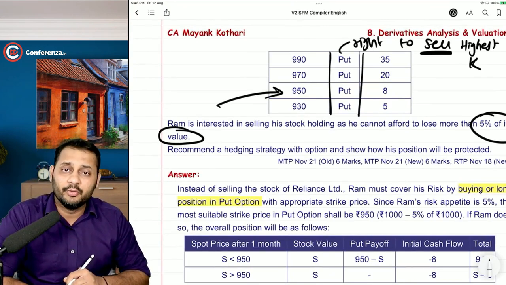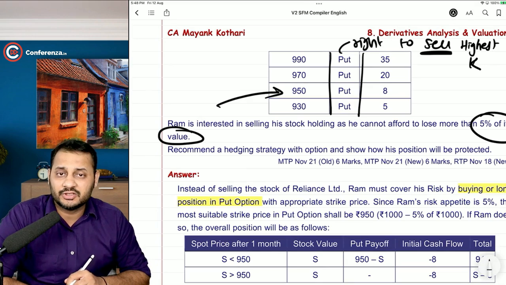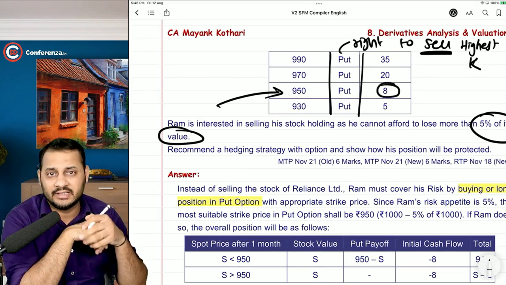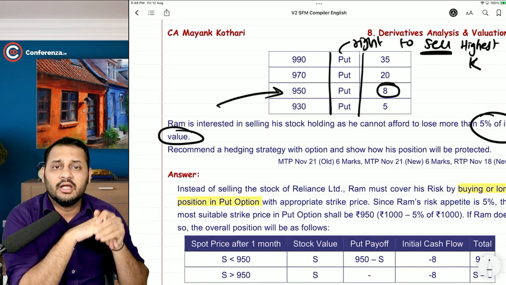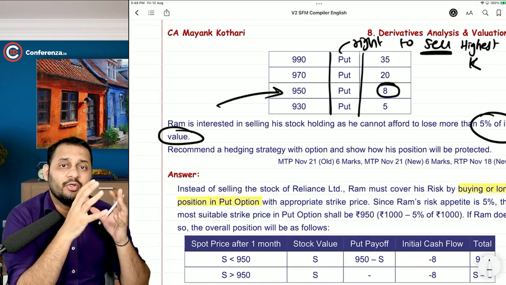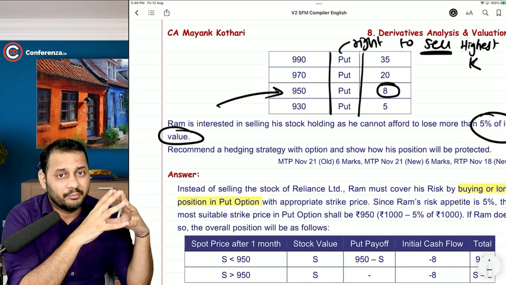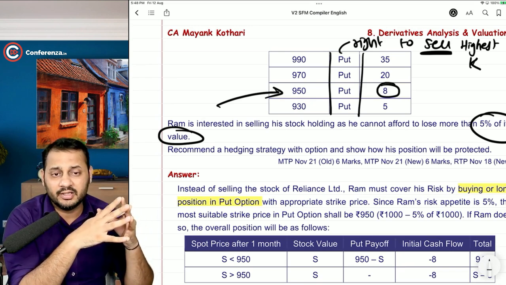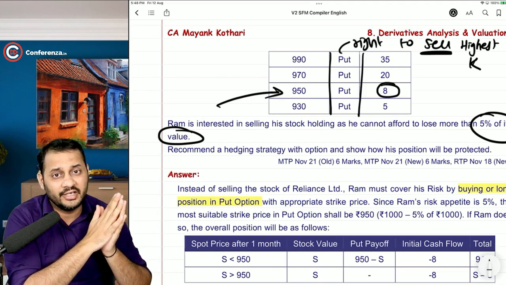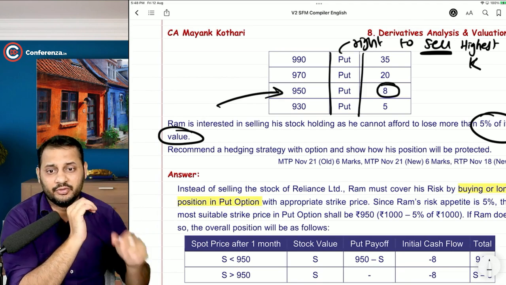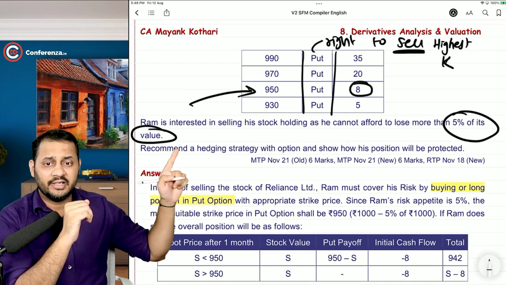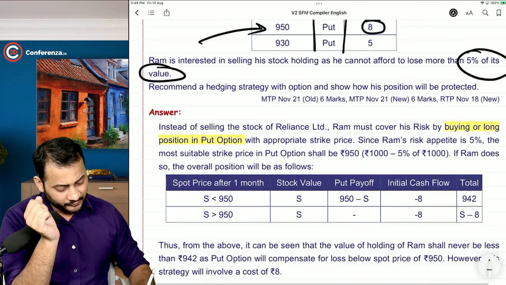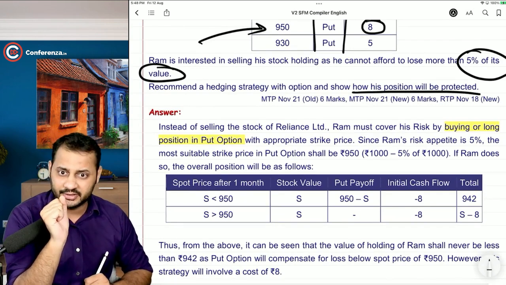We have a put option available with a strike price of 950, but we will have to pay the premium of 8 rupees in that case. So yes, without selling the asset, you can buy a put option with a strike price of 950, but remember that it comes with a cost of 8 rupees as a premium. So this is the solution. Recommend a hedging strategy with option and show how his position will be protected.